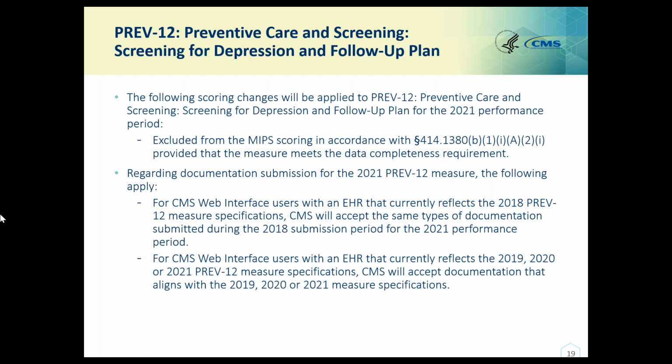This is Kara with RTI. I believe that measure suppression is specific to the claims measure submission method, but it does not apply to the web interface submission method. So the measure is part of the performance measure set for 2021. Great, thank you so much for that clarification.